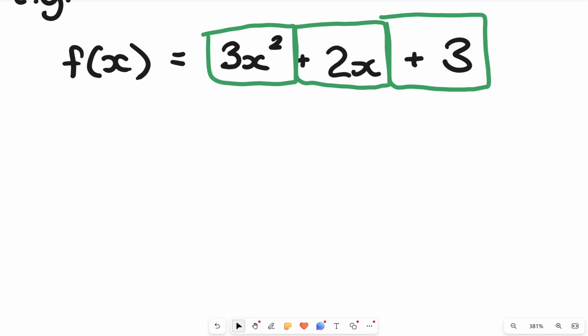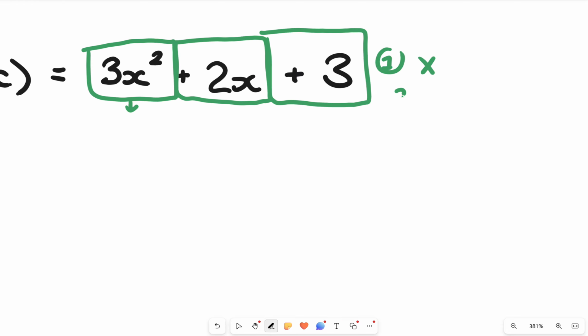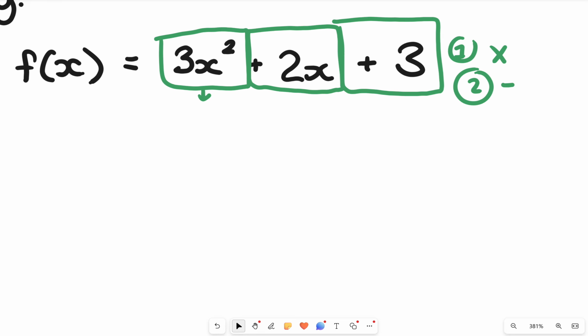Okay, so firstly, let's start by doing the first part of this function. We're going to multiply the exponents. Remember, step 1 is to multiply and step 2 is to subtract. So the 2 is going to come down on top of the 3 and we multiply and get 6, x remains, and then we subtract 1. 2 minus 1 is 1. We don't actually have to write the 1 above the x, so we can just leave it as 6x. Okay, next part.